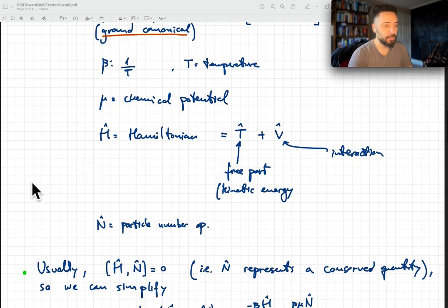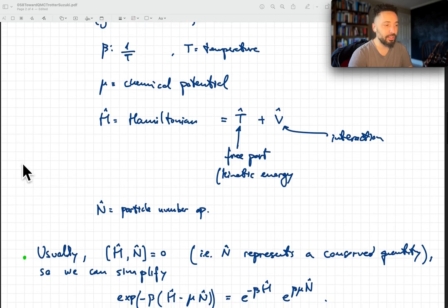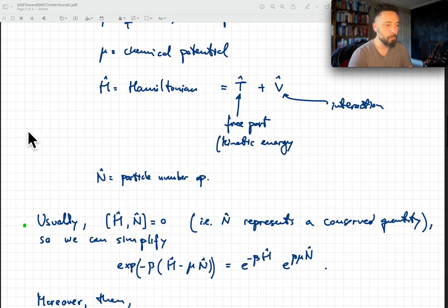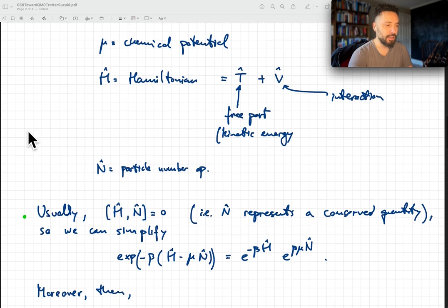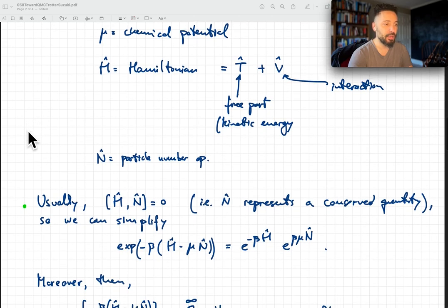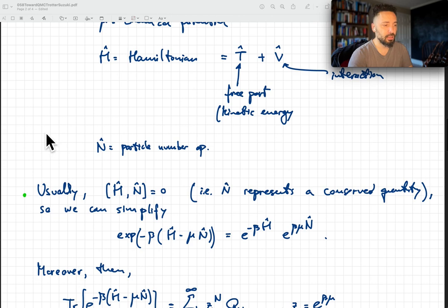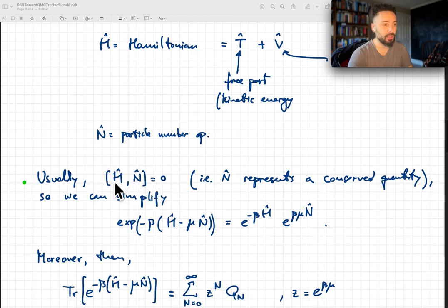Typically, this doesn't have to be a particle number operator. It could be some other conserved quantity. It could be an angular momentum. It could be a total momentum operator. It could also be some other conserved charge. No matter what it is, it will be a commuting operator with the Hamiltonian. So that means that it's a conserved quantity.